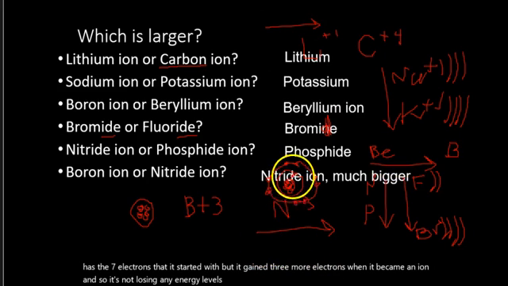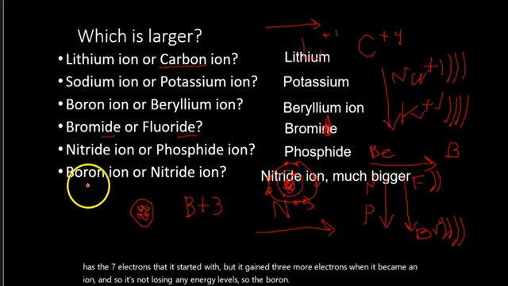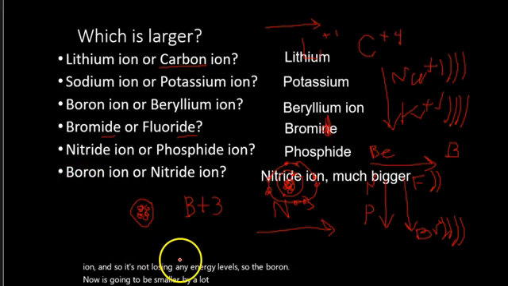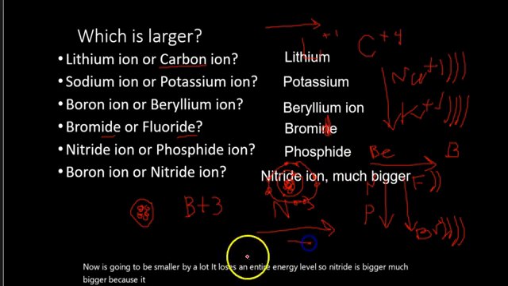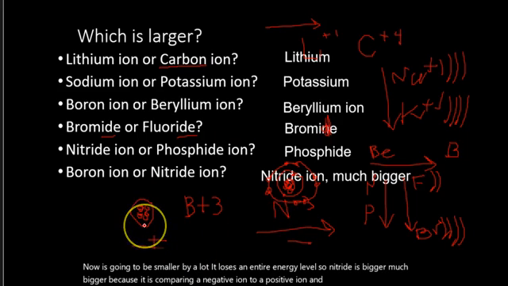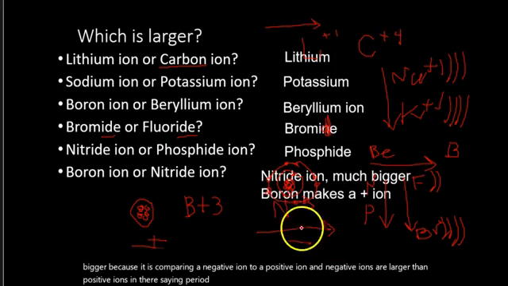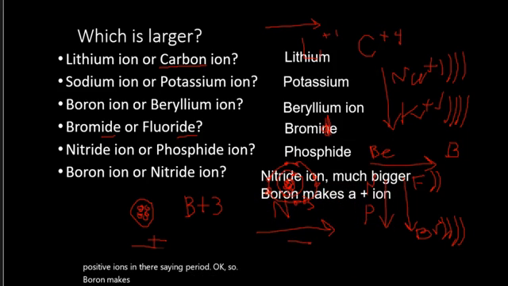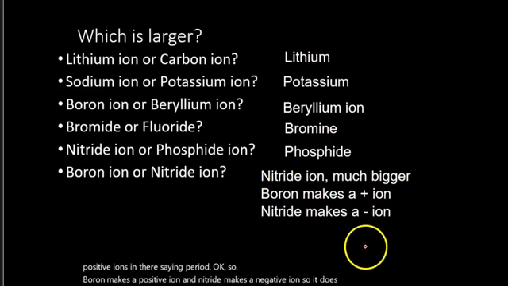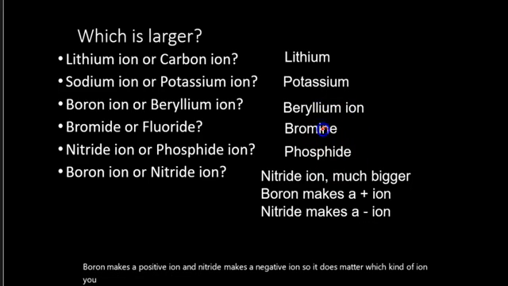So the boron is going to be smaller by a lot. It loses an entire energy level. So nitride is bigger, much bigger, because it is comparing a negative ion to a positive ion. And negative ions are larger than positive ions in their same period. Okay, so boron makes a positive ion and nitride makes a negative ion. So it does matter which kind of ion you create. Remember, that's a typo. That's a D. All right.